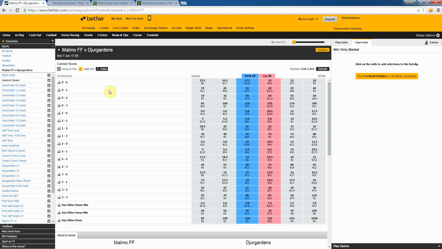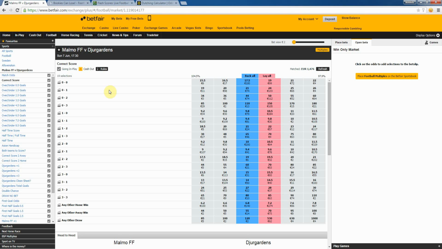Basically what you're trying to do here is predict the score that the game will end in. If you tried that already, you know that it's very, very difficult to predict the correct score of the game. But in this market, you can select a few of the outcomes, not only one, and try to increase your chances of making profit.